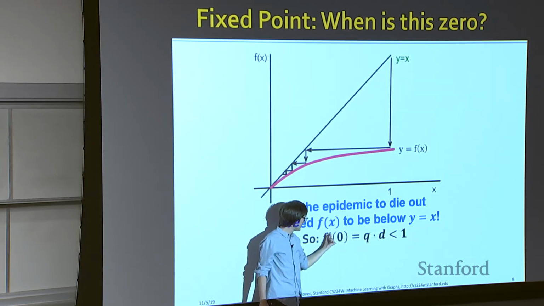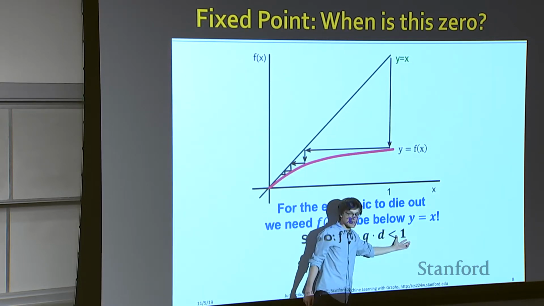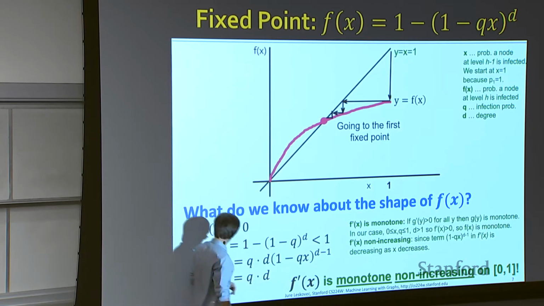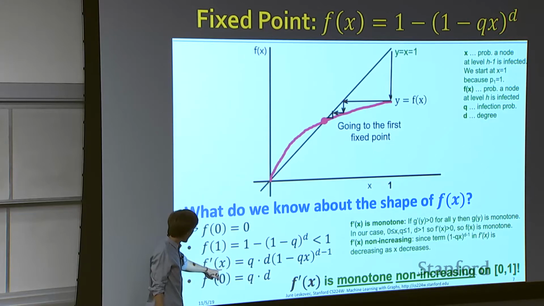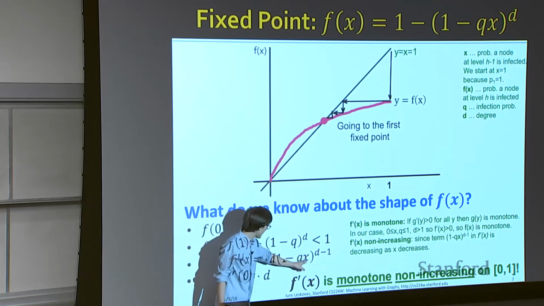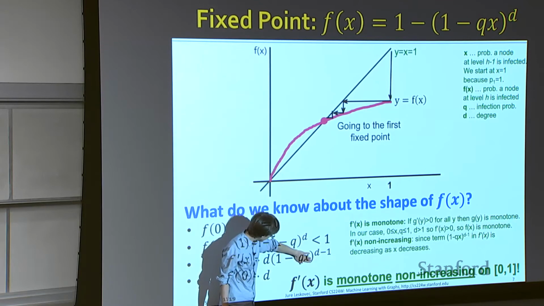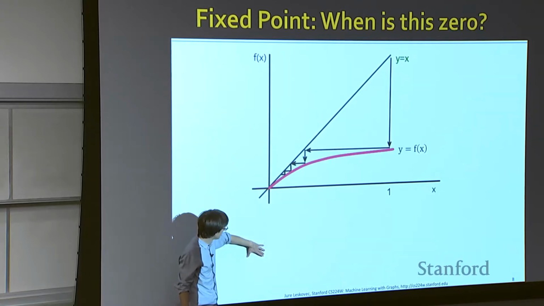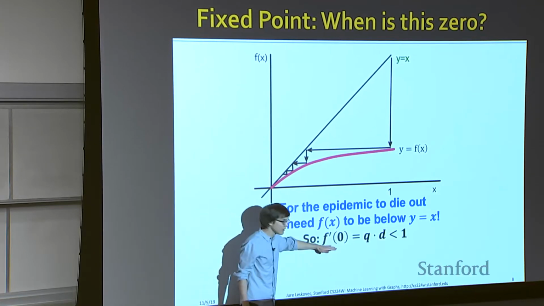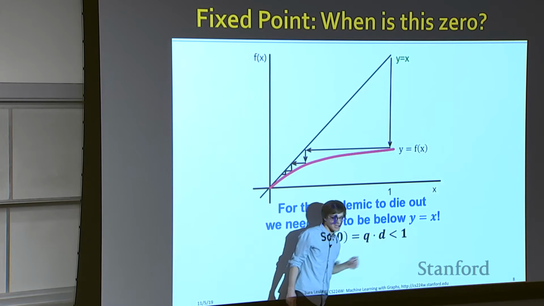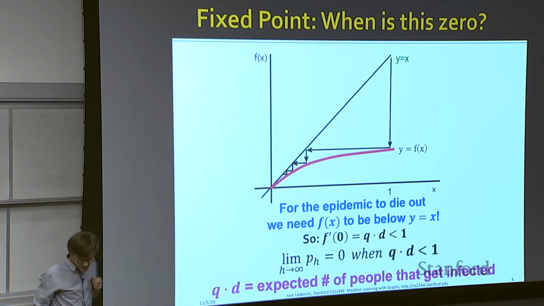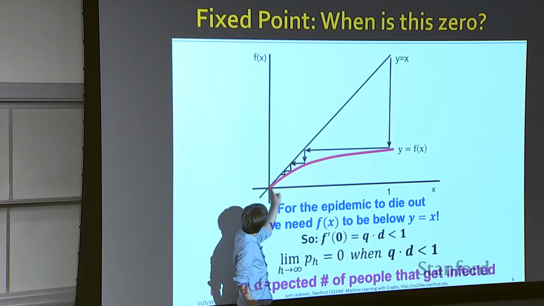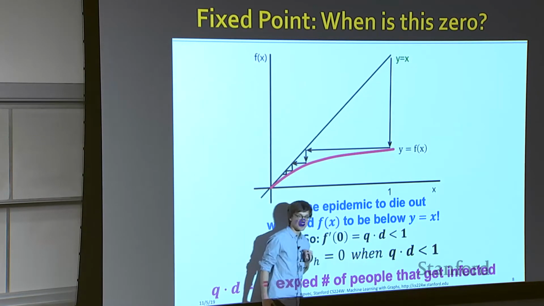So what do I require? I require that the derivative evaluated at point 0 is less than 1. What's the derivative evaluated at point 0? If I go back, this is f of x. If I evaluate it at x equals 0, this will be 0. It's 1 raised to some power, so this is 1. So it's q times d, right? So what do I require? I require that q times d is less than 1. Okay. So if q times d is less than 1, then this p of h will go to 0 as h goes to infinity. Okay?